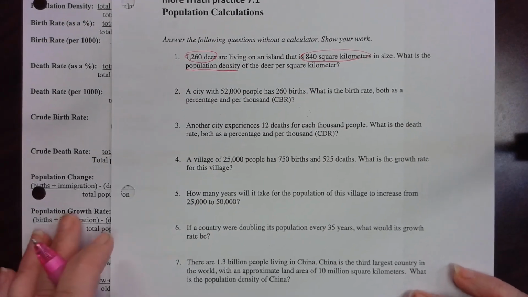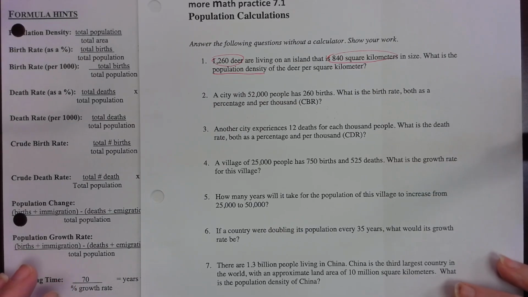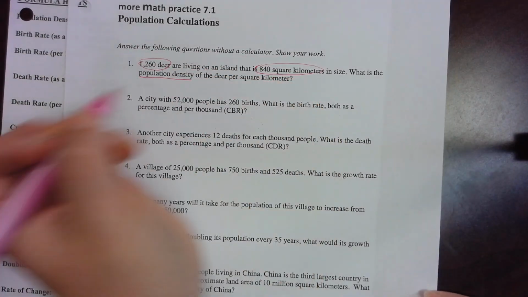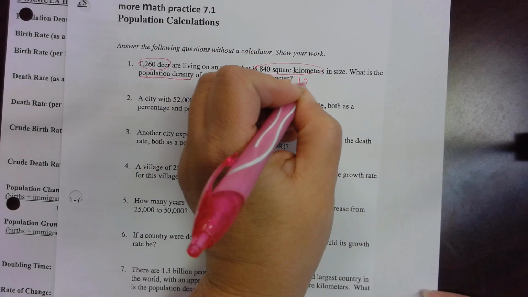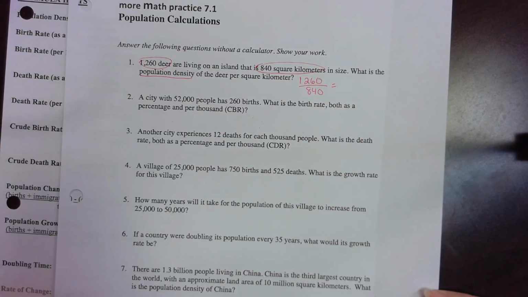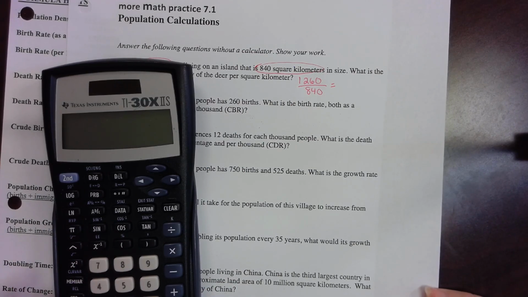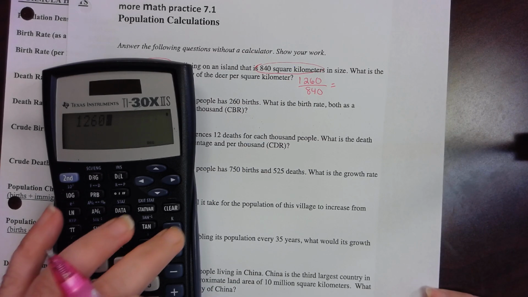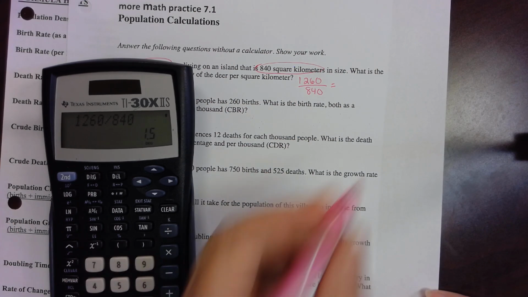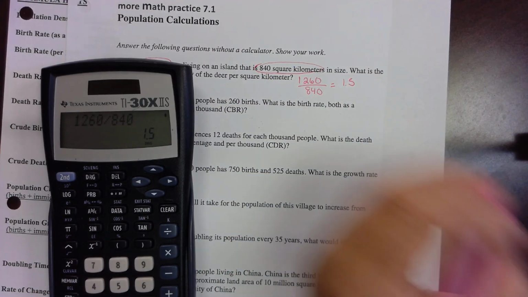So let's get our equations. This one is population density. So population density is our total population divided by the area. So we're going to take 1,260 divided by 840, and that is going to give us our density of the population. 1.5. 1.5, and of course we have to include units or nothing matters.